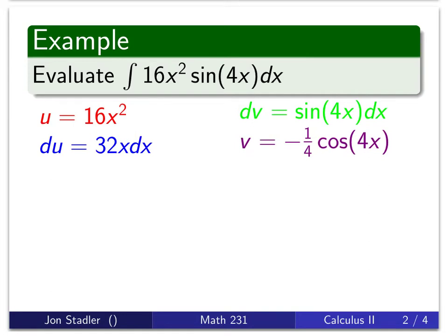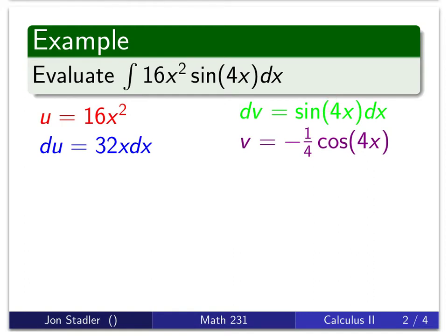We differentiate u. The derivative of 16x squared is 32x. Multiply both sides by dx, and we get du is 32x dx. Now for dv, finding the antiderivative of this is a little bit trickier. We could use substitution, but we could also use a little bit of guesswork because what I'm taking the sine of is not terribly complicated.